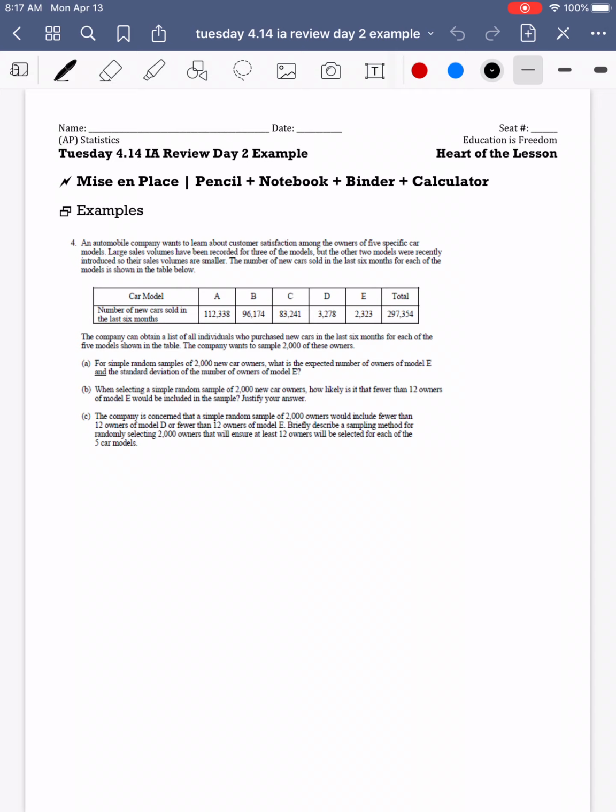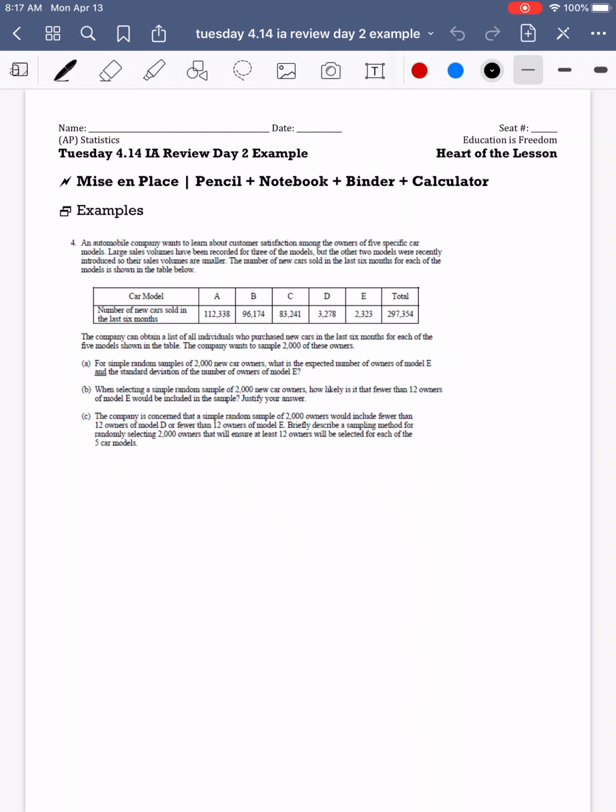Today we are going to continue our review for the IA on Friday. So this is a problem that you should totally be able to do based on Unit 4 and Unit 5. And this is fair game for the IA as well as the AP exam. So let's go ahead and get started.